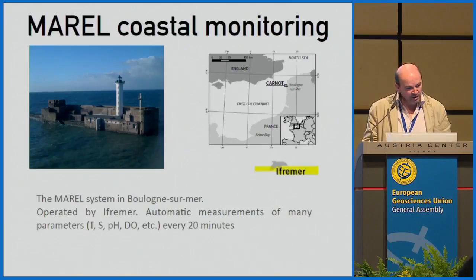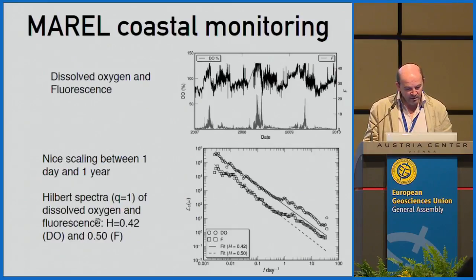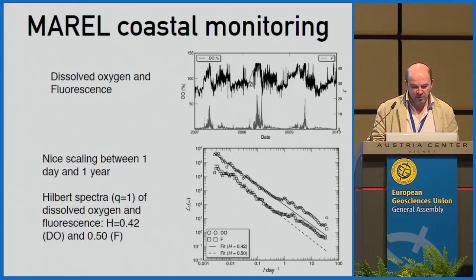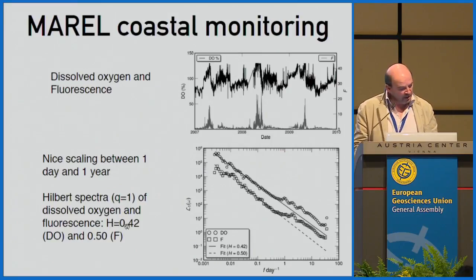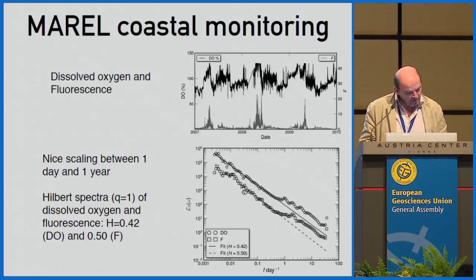So another, last example using biogeochemical monitoring. This was done by automatic monitoring given by some colleagues from IFREMER. I'm considering here dissolved oxygen and fluorescence time series, which are shown here. And using the Hilbert method, we could find an H value, so a Hurst exponent, of 0.4 and 0.5, with here tidal influence and daily influence.